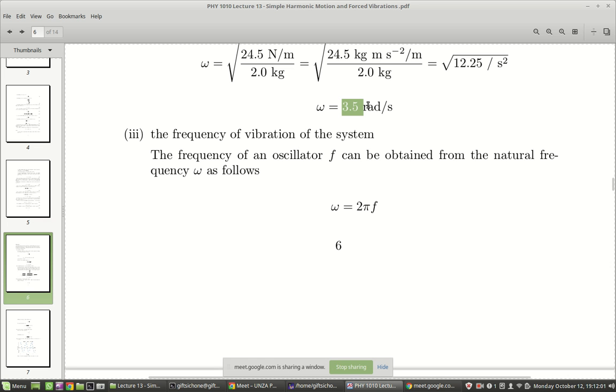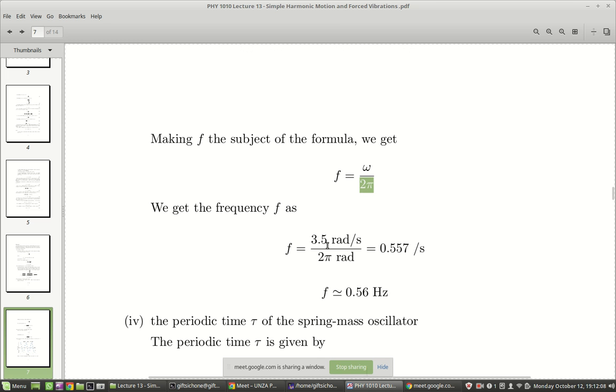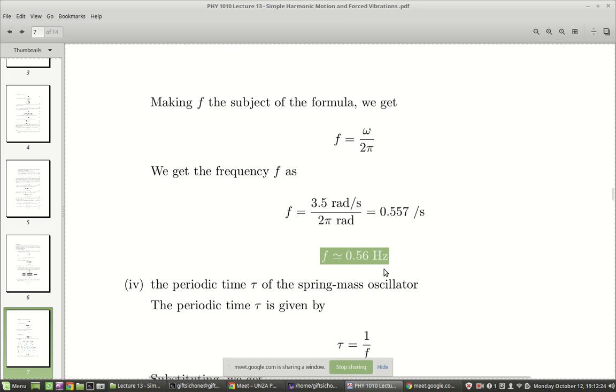We can use this frequency of vibration to find the periodic time, the time it takes our mass to go back and forth and come back. We know that the periodic time tau is equal to 1 over frequency. So basically this is equal to 1 over 0.56 hertz, which gives you 1.78 seconds. Basically that is the period.